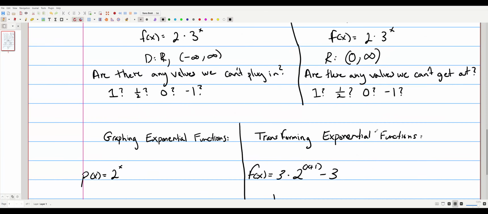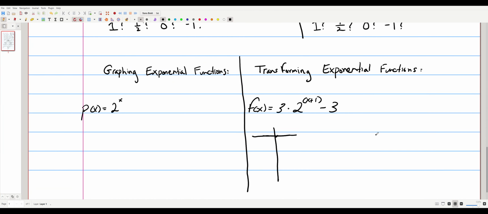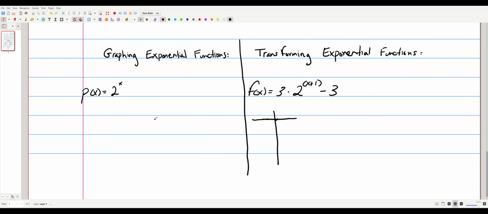Okay? So now let's go through really quickly and graph an exponential function. And since we haven't graphed any exponential functions before, we'll do it the old-fashioned way, where we kind of plug in a couple numbers.